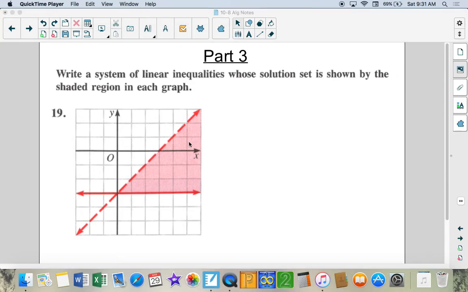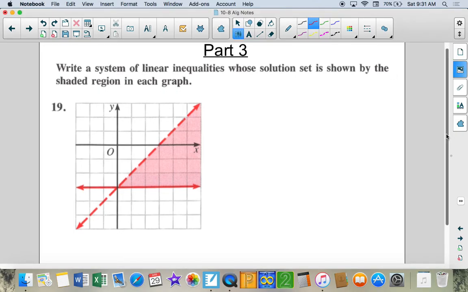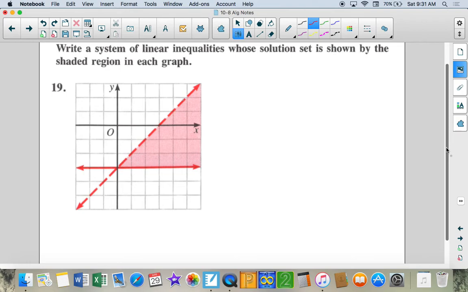And finally, part 3 of section 10.8, systems of inequalities, where it changes up a little bit. Before we were given equations and we had to draw the solutions. Now they give us the solutions and we have to write equations for it.